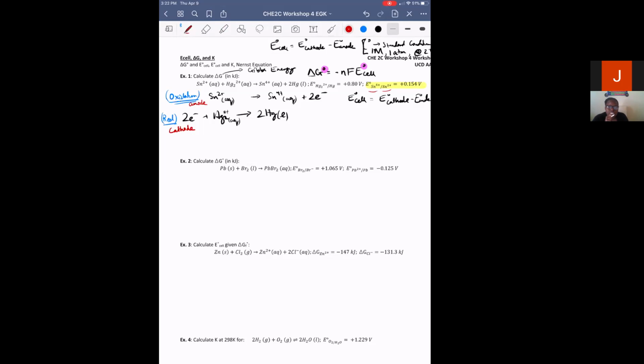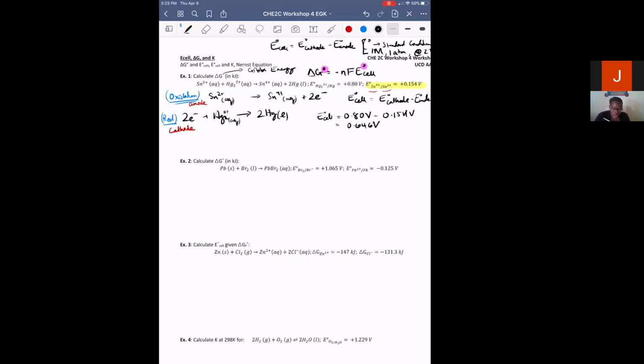The first method is to use the reduction potentials pulled directly from the redox potential table. In my calculation, I get 0.80 volts, that's the cathode reduction potential, and I subtract my anode reduction potential of 0.154 volts, and this gives me an E0 cell of 0.646 volts. So that's one way we can do it, taking the reduction potentials directly from the reduction potential table.